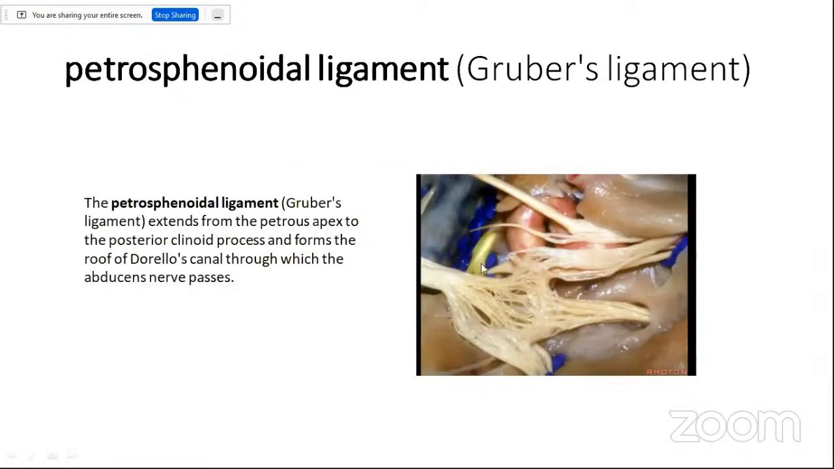Now, this is the petrosphenoidal ligament, which is also called the Gruber's ligament. It extends from the apex of the petrous bone up till the posterior clinoid process. And this forms the roof of a canal, which is called the Dorello's canal, through which the abducent nerve passes. So this ligament, which is highlighted yellow, is the petrosphenoidal ligament or the Gruber's ligament, and it houses a canal which gives pathway to the abducent nerve.